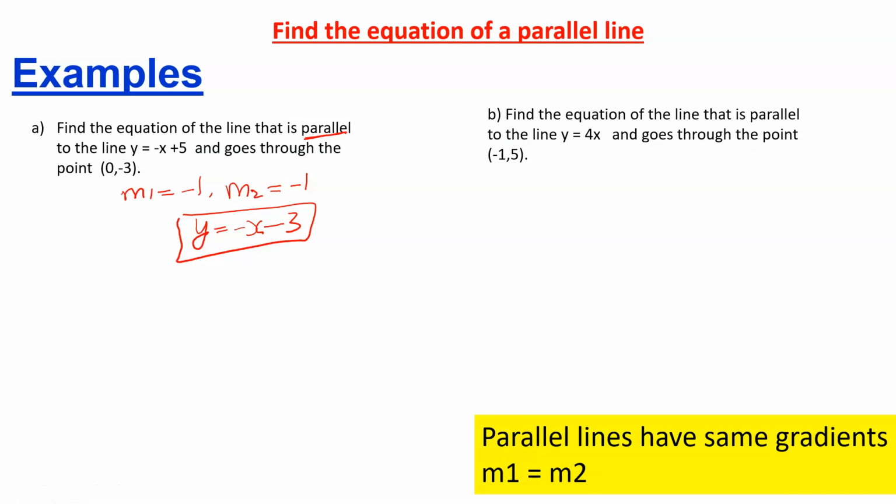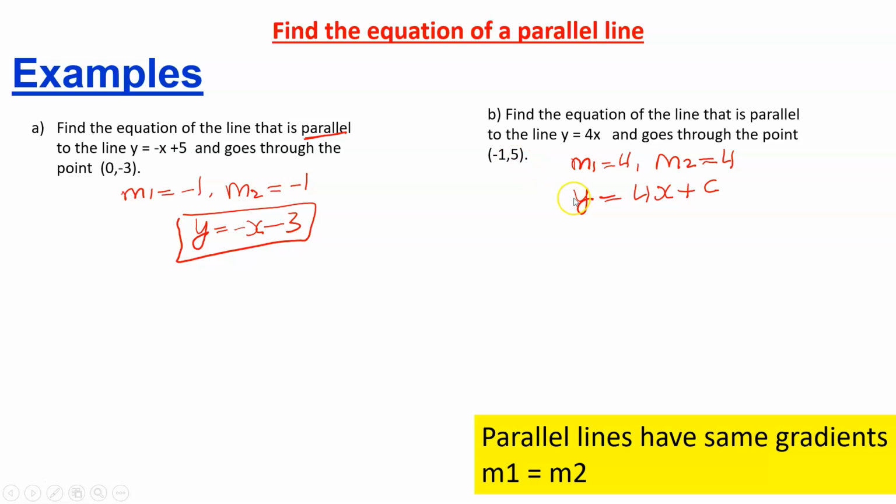Here's another one. Find the equation of a line that's parallel to this line. So what's m1 to start with? m1 is 4. And what's m2? m2 is 4 because they are parallel. So let's put that in the equation. That's 4x. Do we know c? No, because that point doesn't look like the intercept. But we can use this point to find c.